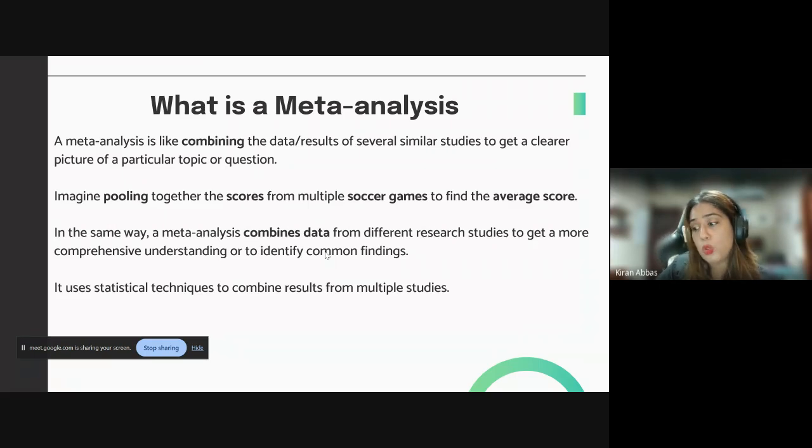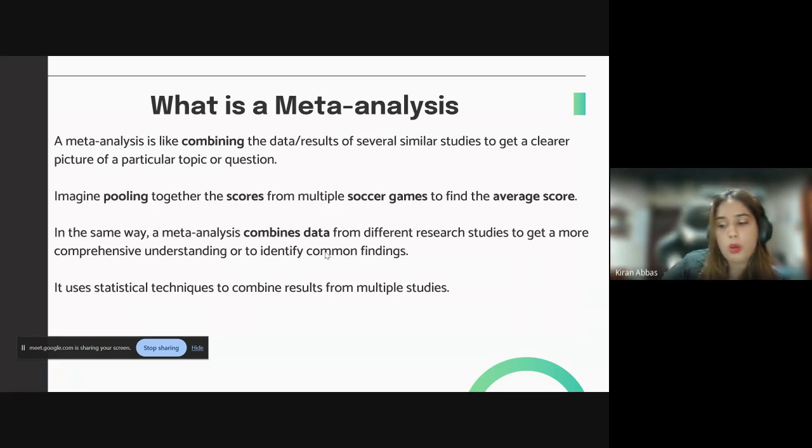Then meta-analysis goes one step further than systematic review, and it pulls everything together in one pooled estimate, and that is going to be quantitative data, right? It's going to combine the quantitative data, basically the numericals, the risk ratio, the odds ratio, the frequency, prevalence, incidence, things like that, and it's going to give an average score. Here I've given you an example. Imagine pooling together the scores from multiple soccer games to find the average score. That is exactly what a meta-analysis does, it gives you the average score from all of the studies combined.